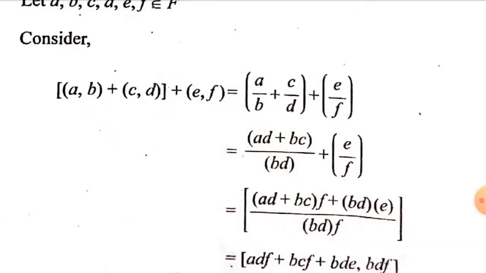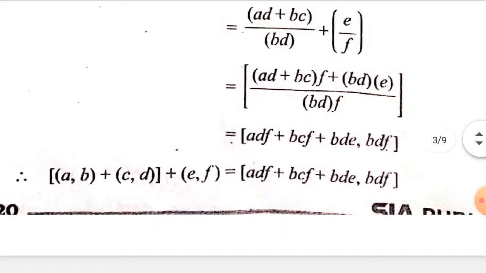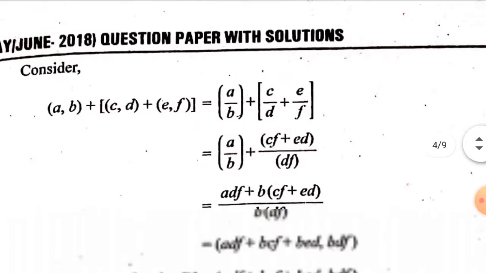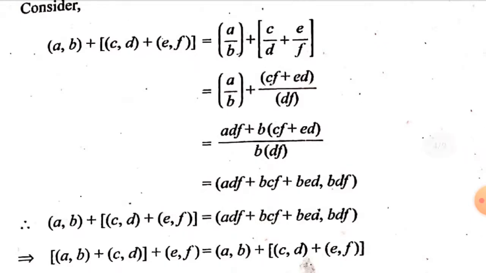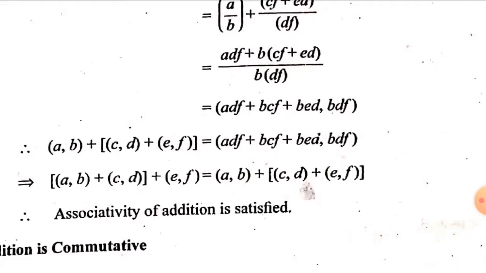Using the addition condition we took, this a by b plus c by d can be written as (ad plus bc) by bd, plus e by f. Take the LCM and you will get this formation. This is the LHS. In the same way, you take the RHS. RHS means (a, b) separately plus the bracket of (c, d) plus (e, f). As we used in the previous step, the same formation. You are getting the same RHS in both cases, so we can equate LHS and RHS, which we can say the associative property is satisfied under addition.